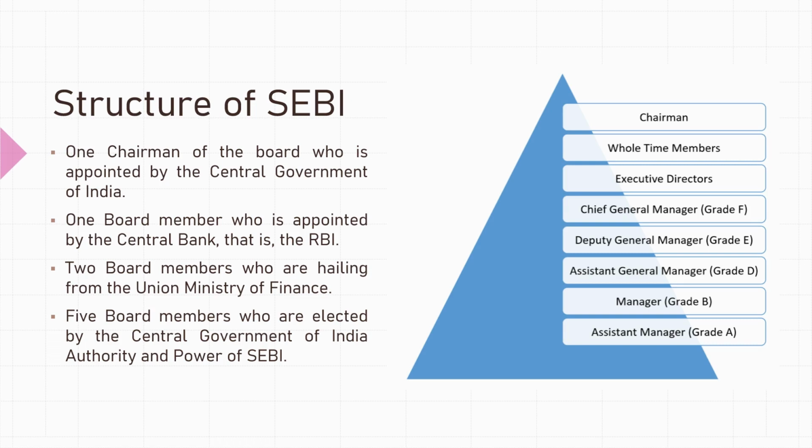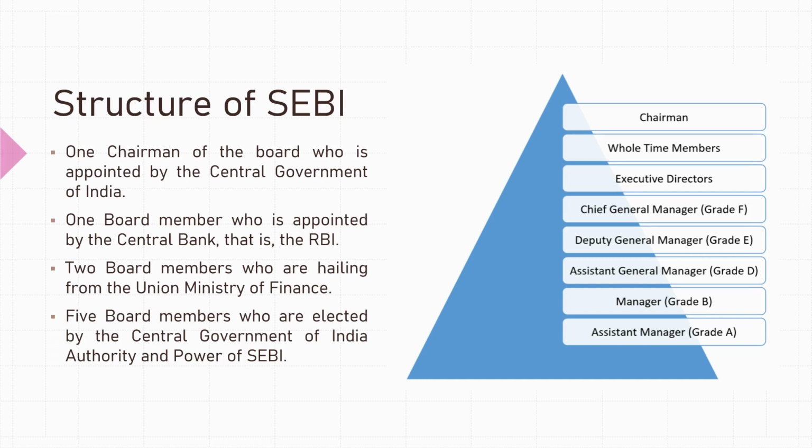So that is ensuring that it is in the interest of the common people, not of one particular company, not of one particular organization. Rather, it is appointed as a central government person, so that he takes care of the interest of the population at large. Then the next member is appointed by the central bank, that is the RBI.